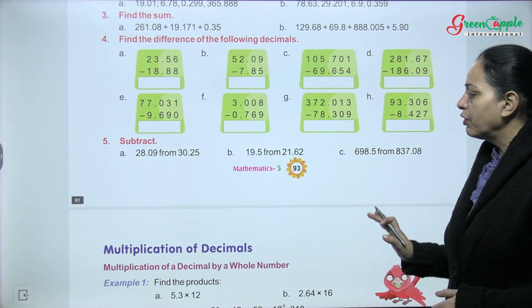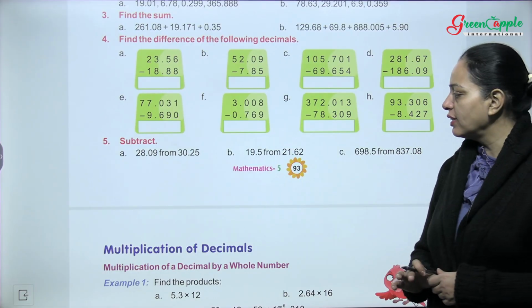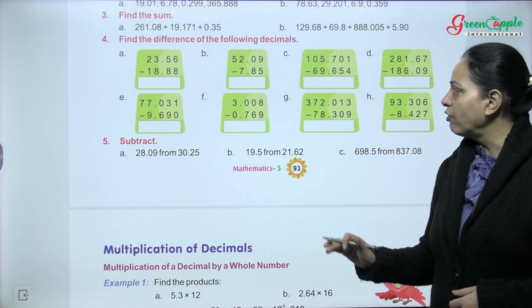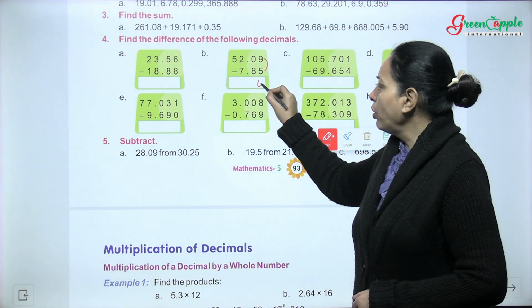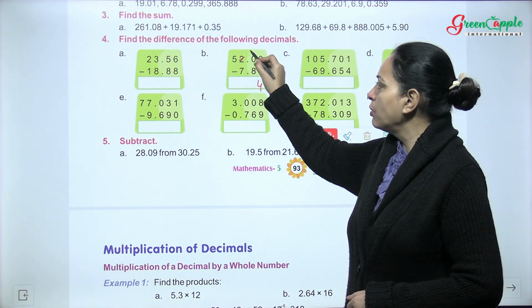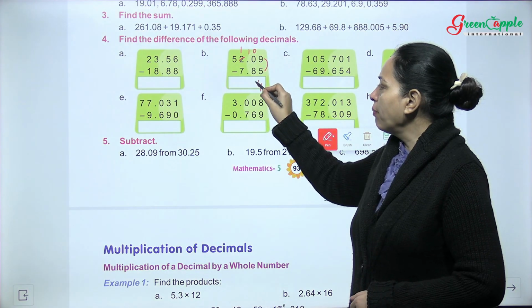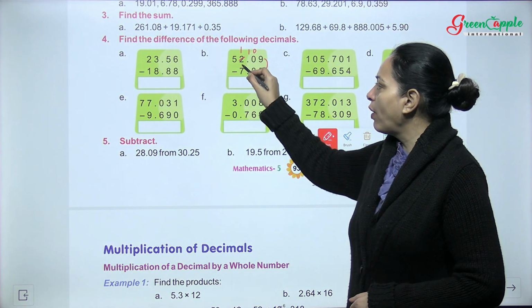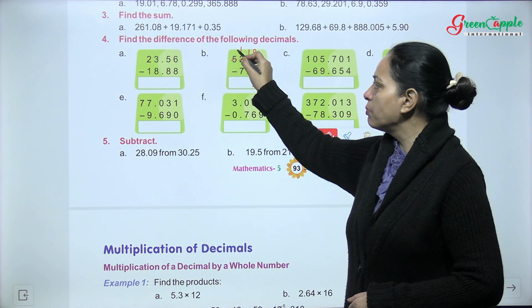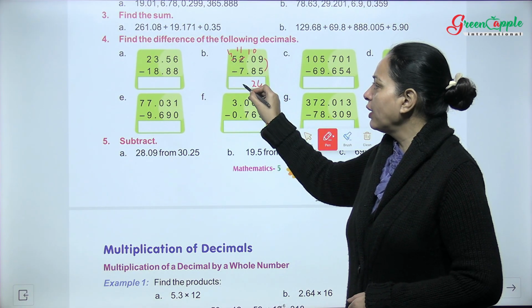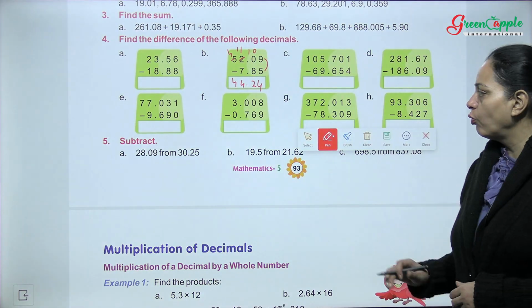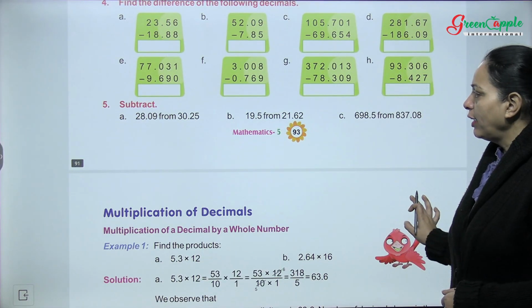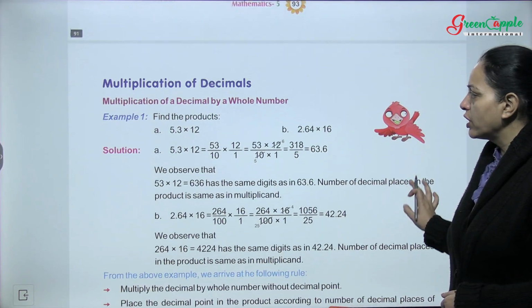Like B part, 52.09 minus 7.85. So what will you do? 9 minus 5, 4. 0 minus 8 not possible, borrow kar lenge. So 10 minus 8, 2. This becomes 1, 1 minus 7 not possible, so 11 minus 7, 4, and this is 4. 44.24. Similarly, you can try the remaining parts, and the fifth question also you can try.